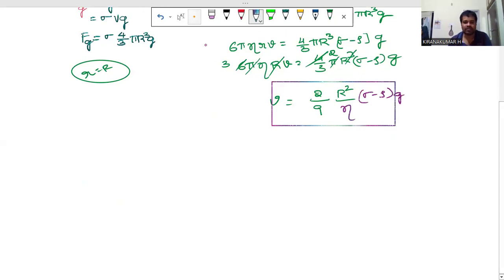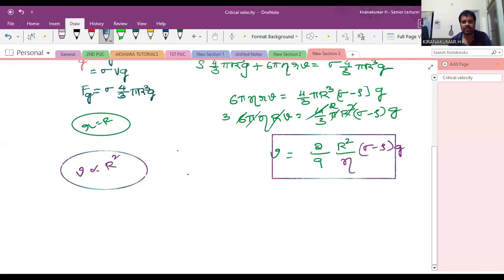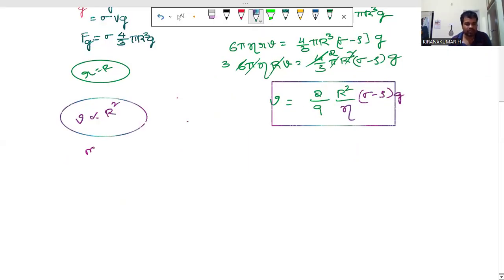Now, if I take this formula further, look at how v depends on r. V depends on r square. Remember this case carefully. Then, look at mass. Mass m is proportional to r cube. That is one more case.